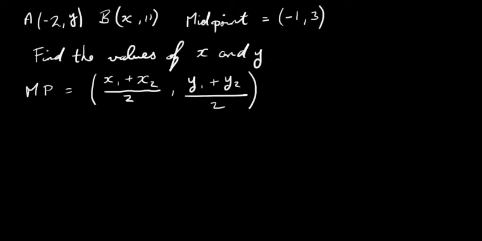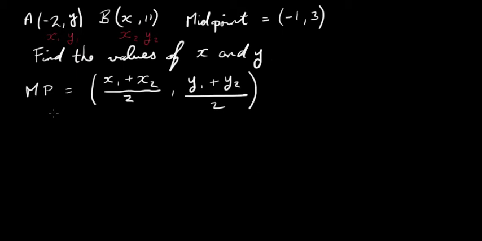Now, what we're going to do next is we have our 2 points here, A and B. So I'm going to identify these numbers, minus 2 and y, and these 2 numbers, x and 11, as x1, y1, x2, y2. So I'll identify this one as x1, this is y1, this is x2, this is y2. So all I've got to do now is put all of this information into this formula.